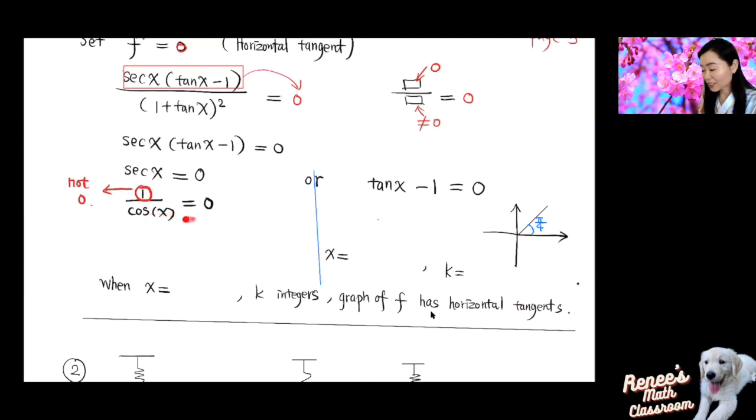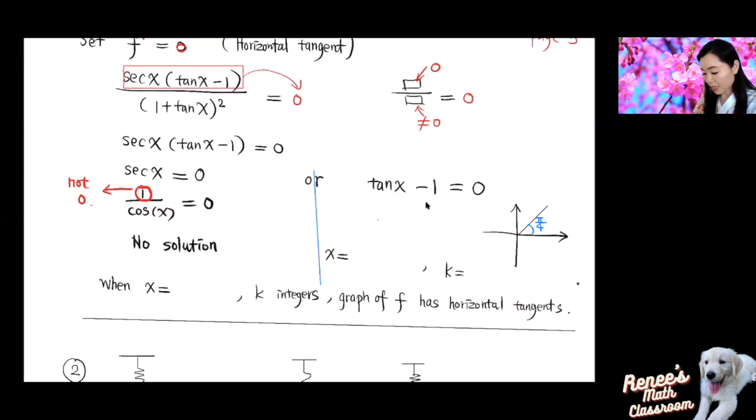So it's impossible for this to be equal to 0, okay? So secant x will never equal 0. See, the numerator here is 1, so it's not 0. So for this equation here, we have no solution. Now what about this one over here?